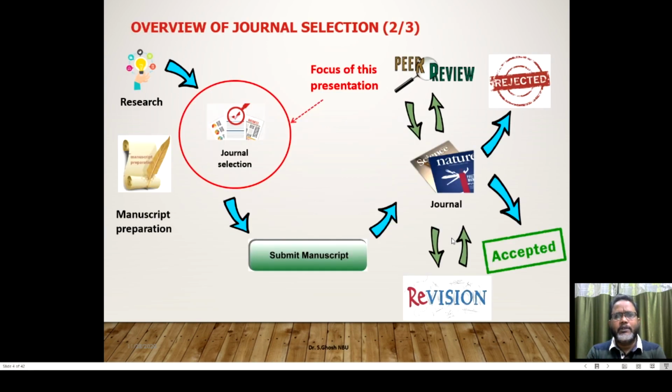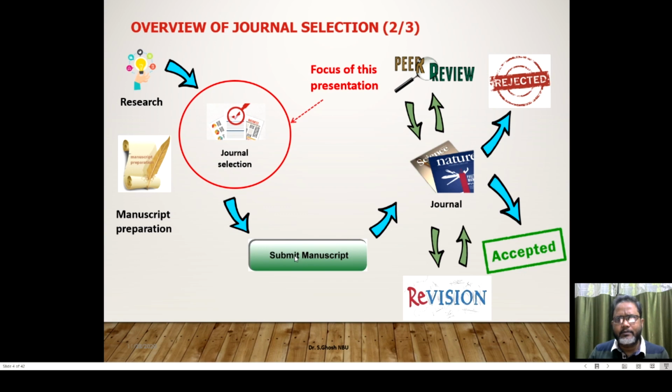Now, this is the journal selection. The second thing is, whenever you go for journal selection, first of all, suppose you are doing research and identifying some ideas, and then you are writing the manuscript, preparing it, and you want to publish your article. So focus on this presentation. Here you see journal selection. So obviously, you see what you are going to do.